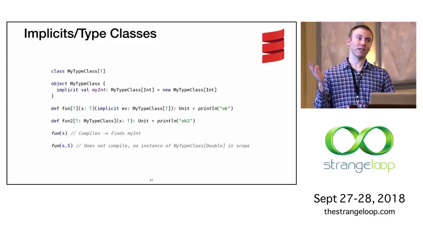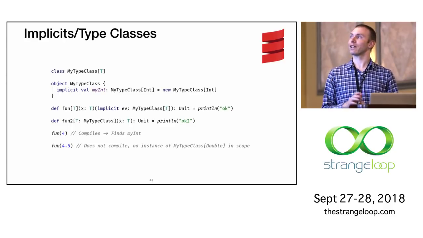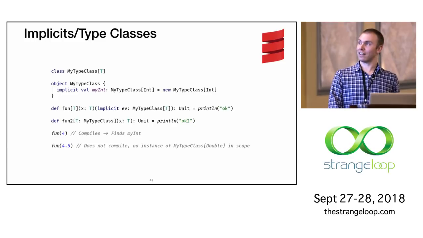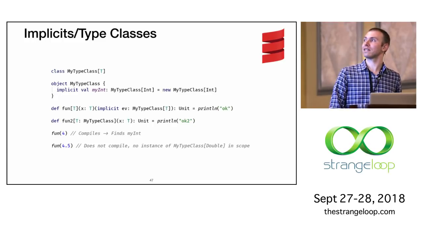Of course, there are other places you can put implicits. I won't get into the whole thing, but this is basically how ScalaStan implements its implicits, or type checking.